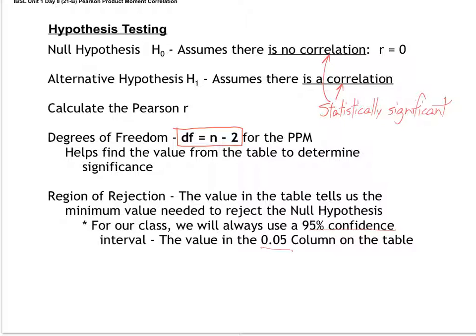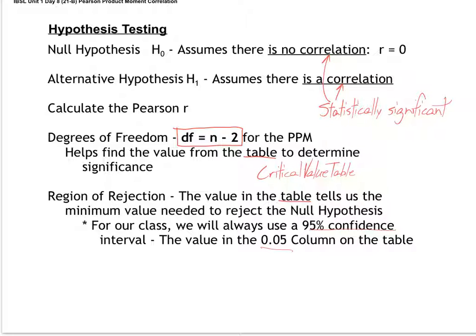All right? That's going to help us decide what value to choose out of our critical value table. You'll notice I'm mentioning a table here. We'll see that later. This is the critical value table. Now, that critical value that we find using the degrees of freedom is going to tell us the minimum value for R in order to reject our null hypothesis.